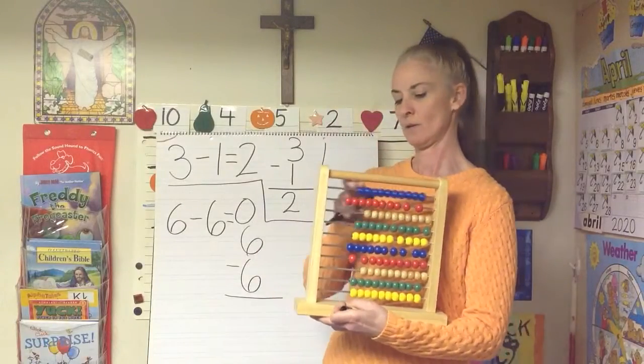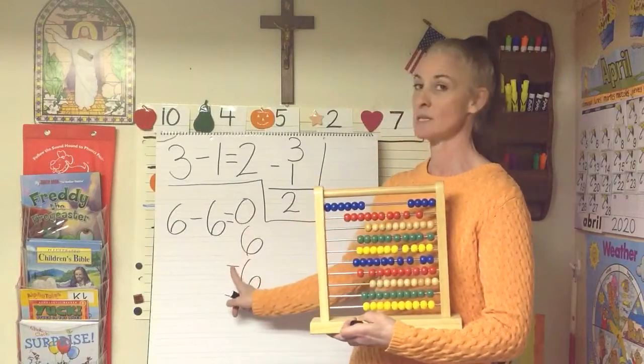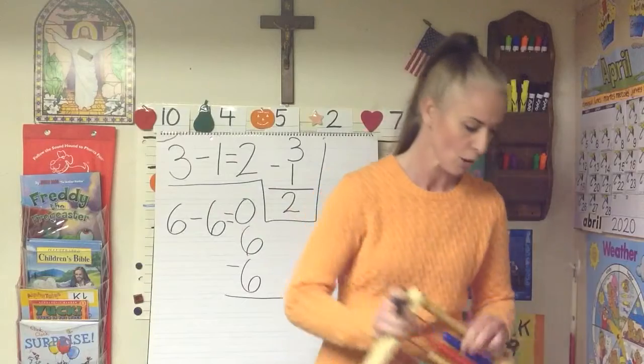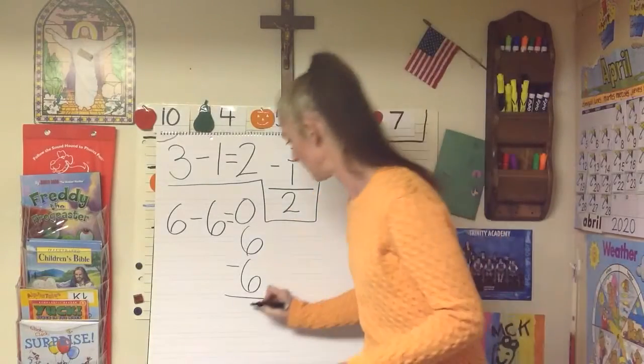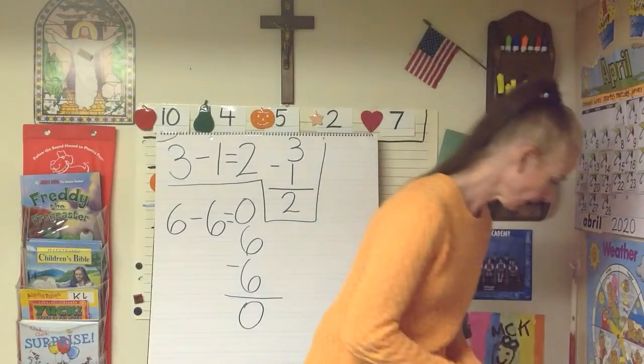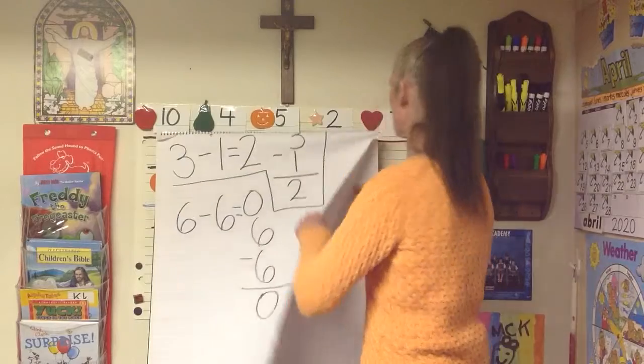6. Still starting with 6. Still taking away 6. Still get 0. Okay. Running out of room. I get another paper.